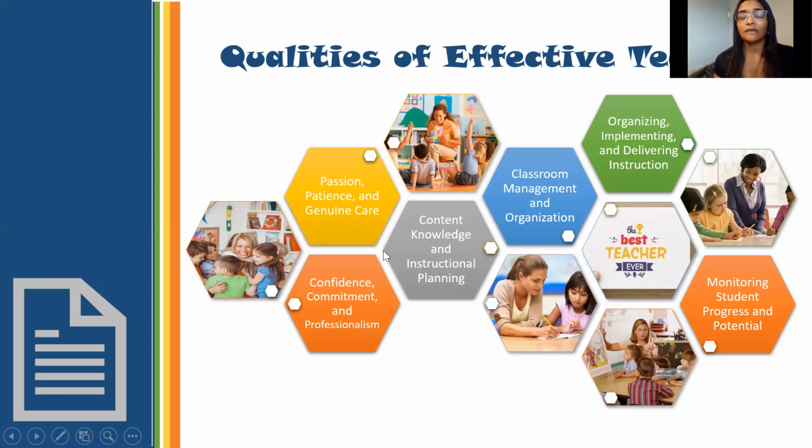So this goes hand in hand with classroom management and organization, not only the planning piece, but the environment and the classroom setup. And we talked about this in the class before this one. Now, organizing and implementing and delivering instruction is attached to classroom management and organization. This is what makes the best teachers, when they know how to teach.